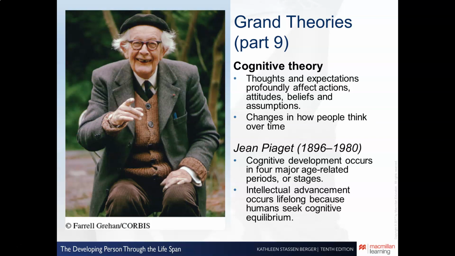Another grand theory is what's called cognitive theory. Now, the term cognitive just reflects basically psychological processes, types of thinking, hence the term cognitive. Cognitive means mind or brain, processes of the human brain, etc., thinking processes.